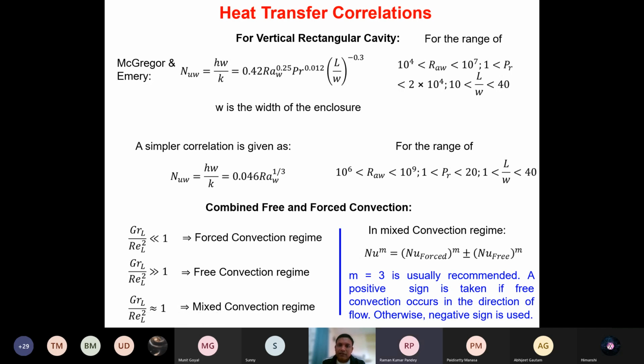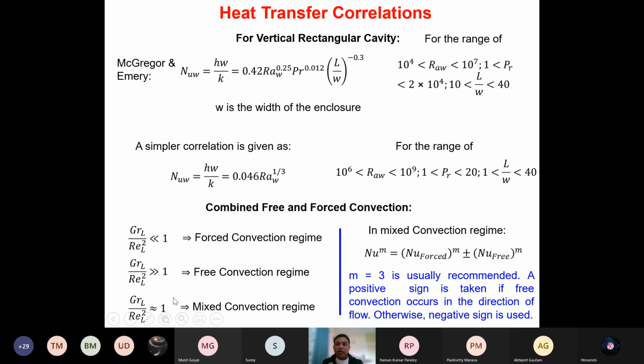Yes, sir. But when this ratio is equivalent to 1, in that case mixed convection is there. That means both forced convection as well as free convection are there. So what we have to do is first find out these ratios, and depending on that, if the forced convection regime is dominating, you will use the forced convection correlation. If the free convection regime is dominating, you will use the free convection correlation. The complication comes when both are there.